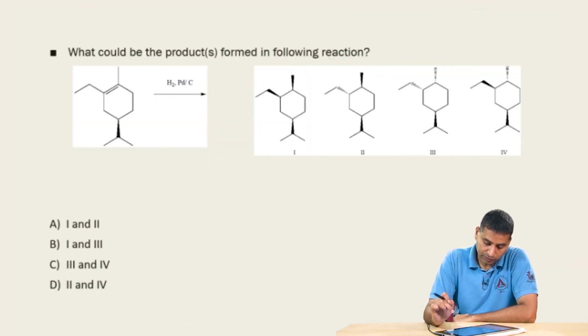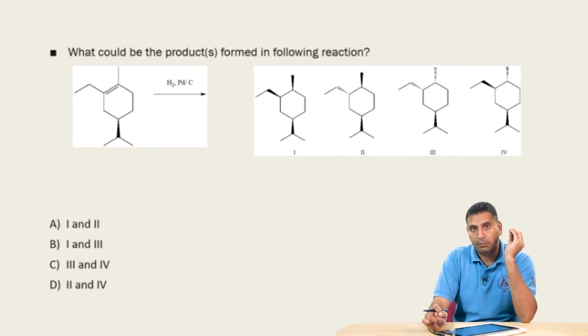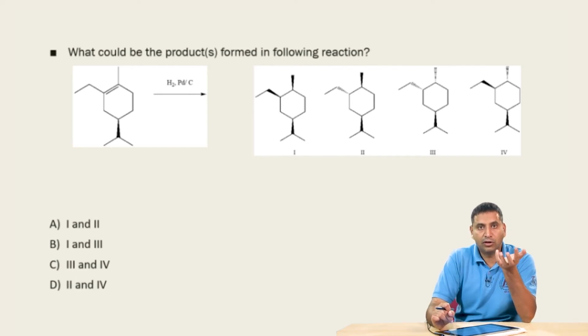Now, let us look through the next question. The next question is based on a palladium catalyzed hydrogenation reaction. Do not worry too much about the complexity of the structure. The question is fairly simple and straightforward. Here is a cyclohexene molecule with some substituents around it, and it is exposed to hydrogen in the presence of palladium on carbon, and then there are 4 choices given.